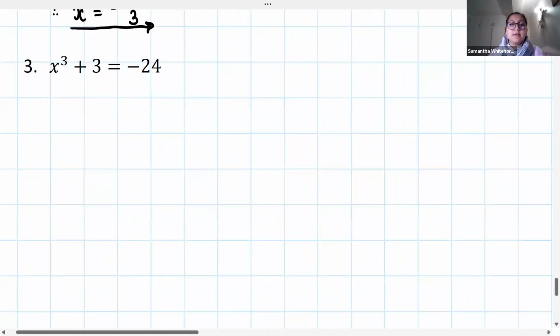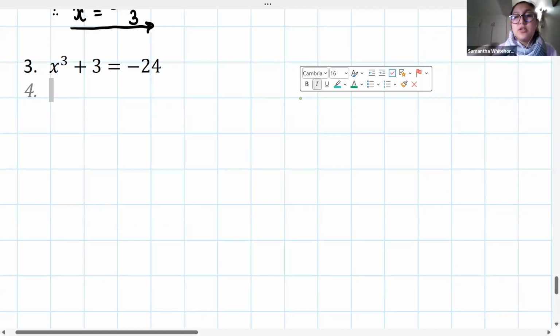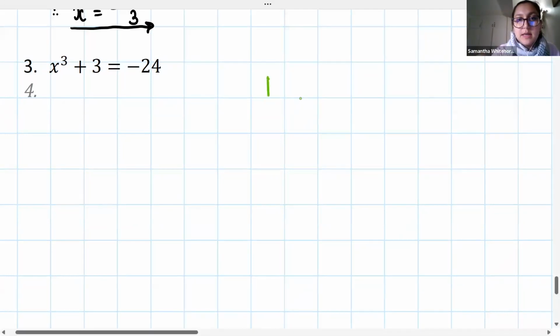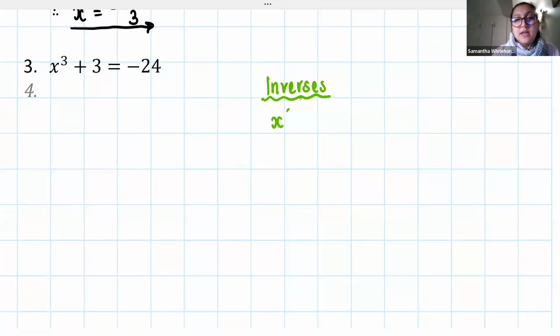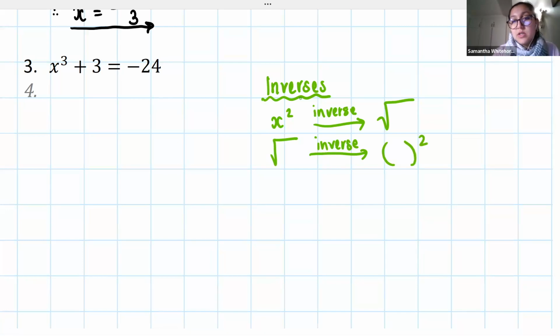Alrighty. So guys, when it comes to dealing with exponents and equations, we again need to remember that inverse operation still applies. But inverses of exponents deal with roots. So if we have x squared, the inverse is to square root. Same thing if we had a square root, the inverse would then be to take the value and square it.